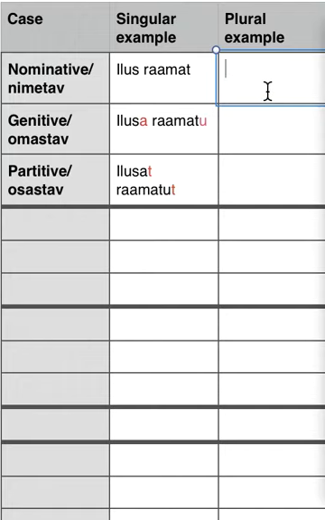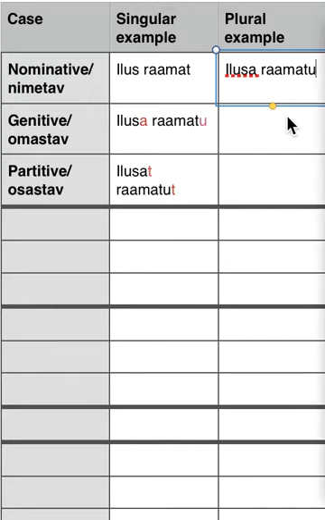But we're still going to be using the singular nominative case. So, ilus raamat. This is always, for all of the cases, the base. So, for plural, we're going to be taking genitive, singular genitive. So, ilusa raamatu. Now, this is not enough because this is singular genitive.